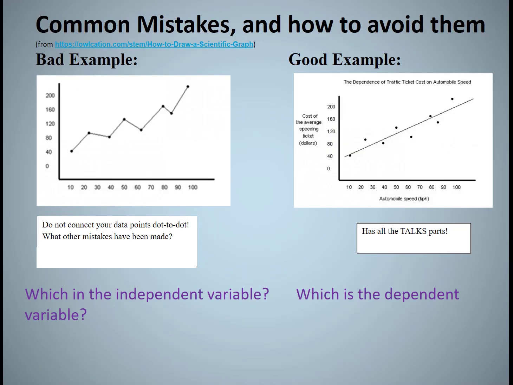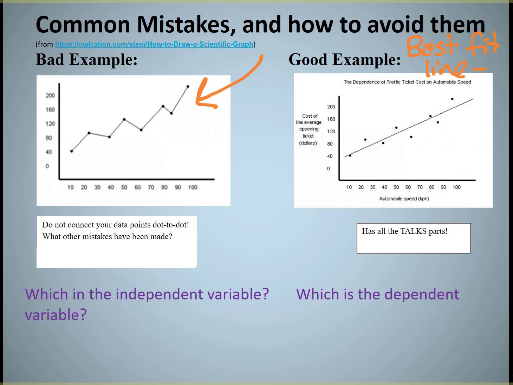So some common mistakes are, if you have your data points and they kind of look all over the place, to connect the dots. We're really looking for trends, especially in chemistry. And so when you connect the dots, sometimes it's hard to see the trend. It's best to do a best fit line. Most of the time in chemistry, we'll use a line graph. So here we have our independent variable of automobile speed and our dependent variable of the average cost of a speeding ticket. So you see that with increased speed, the cost of the ticket goes up.